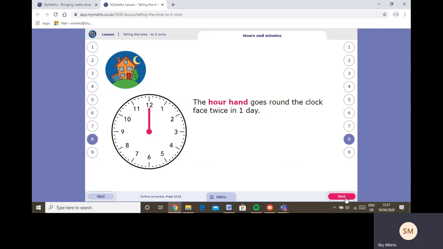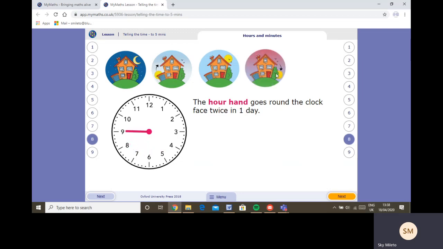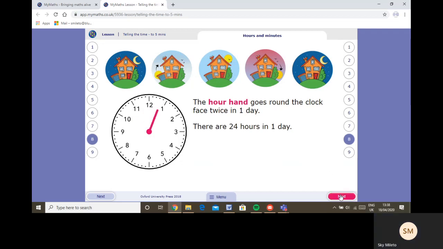The hour hand goes around the clock face once in a day. Okay, as the day changes, it goes all the way around. As it goes from night into the day, you can see the sun's going over. Remember, the sun moves around the day during the day, and this is during sunset, and then it's nighttime again. Night throughout the day, all the way to night. There are 24 hours in one day. 24 hours in one day.